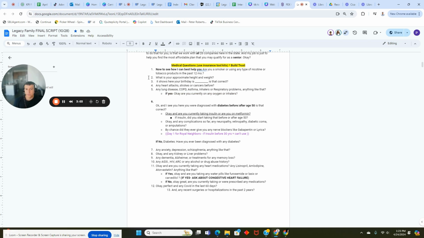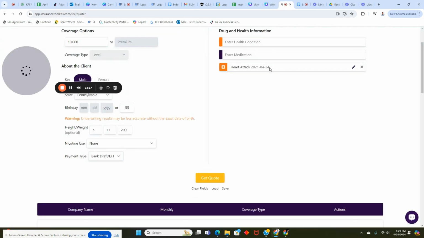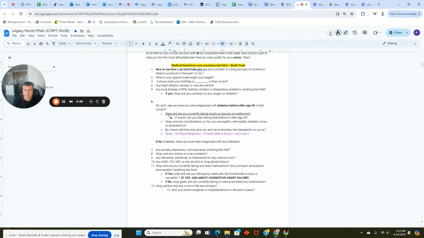Okay, so let's go through question 4 and 5 together one more time. So any heart attacks, strokes, or cancers before, any lung disease, COPD, asthma, inhalers, or respiratory problems, anything like that. So the goal is to be smooth and rapid. And if they say yes, then you're going right here, boom, into insurance toolkits, and you're going to be entering the information that they provide for you. Cool.